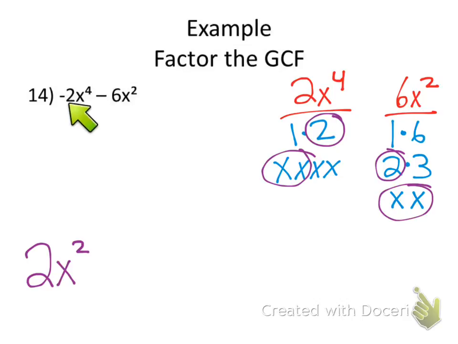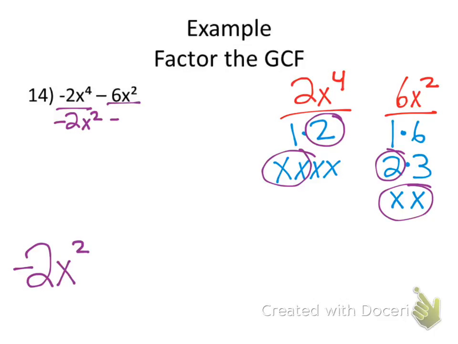Now, they're both negatives. When every term is a negative, it's really nice to pull that negative out front with the GCF. Then everything that's left in the parentheses is positive, so it just looks a little bit neater. So we're actually going to go through and divide by a negative 2x squared.